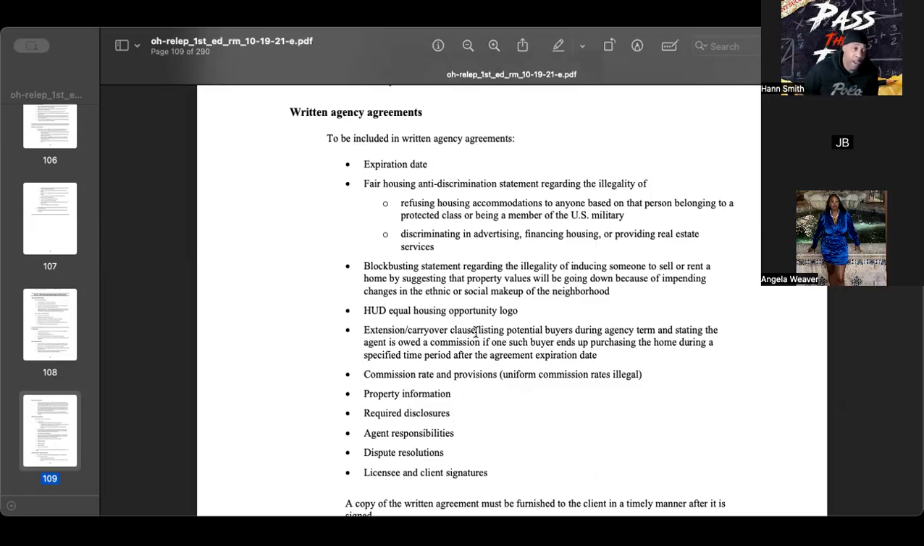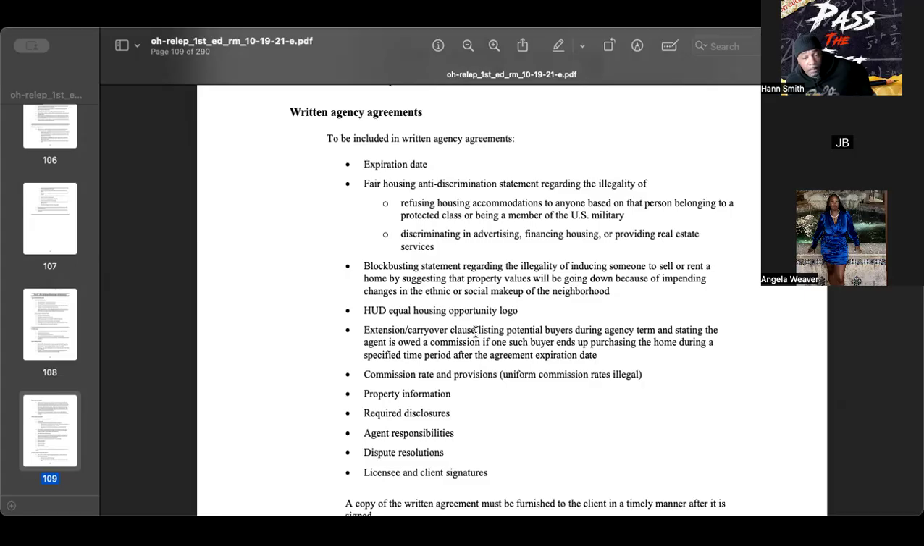Like, hey, there's a bunch of minorities moving into this neighborhood. You should sell before your property value goes down. Agents actually used to do that. And when I go into the history of mortgages when we get to finance, I'm going to show you how that really happened. But it must include a statement about blockbusting. It must include the HUD equal housing logo in this agreement, and extensions and carryover clauses.